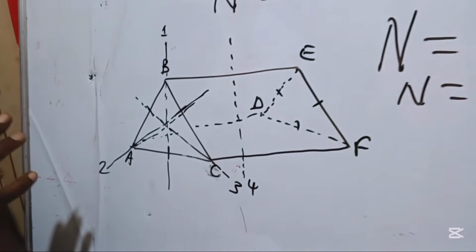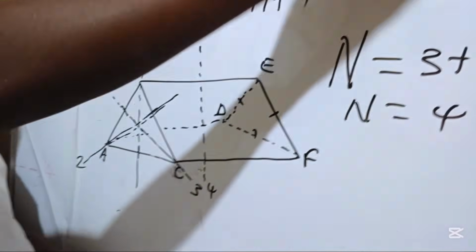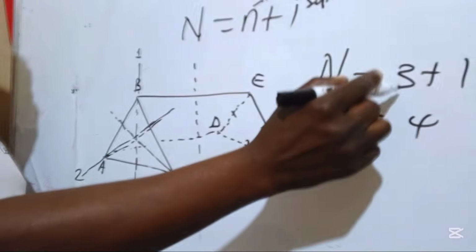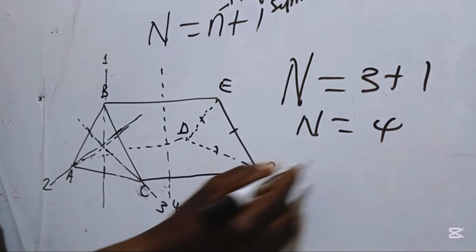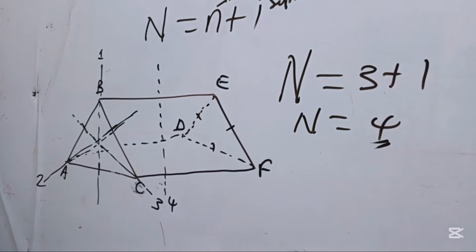So if they ask you how many planes of symmetry, I just took one face. Then I had to determine the number of lines of symmetry. The number of lines of symmetry plus 1, that is the formula. So there are 4.